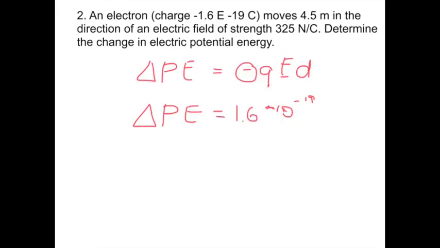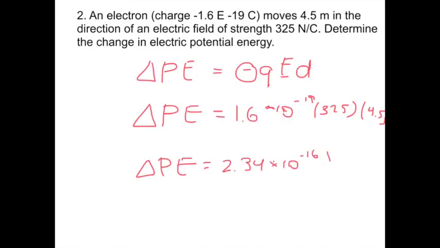The strength of the field is 325, and then the distance that it moves is 4.5. Now that we have all of this information, we'll simplify to find that the change in potential energy, or delta PE, is equal to about 2.34 times 10 to the negative 16th joules.